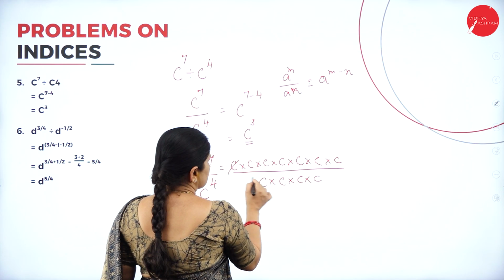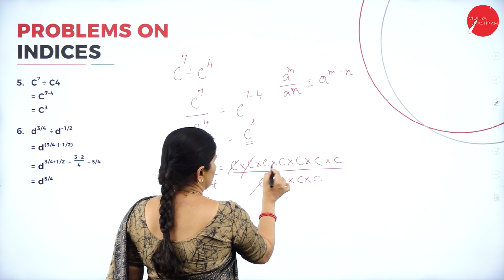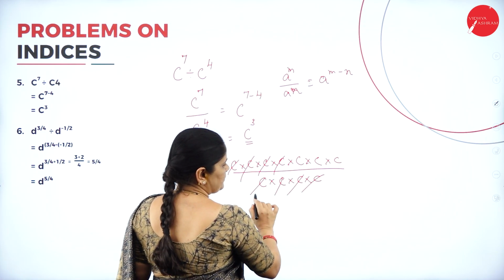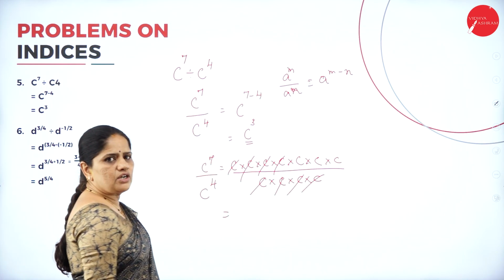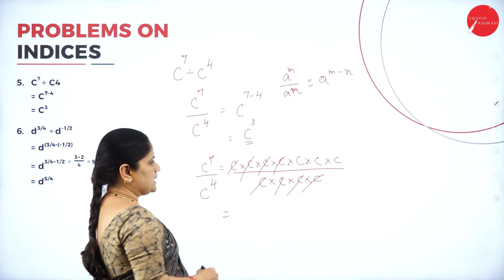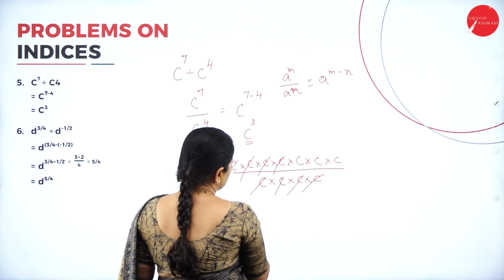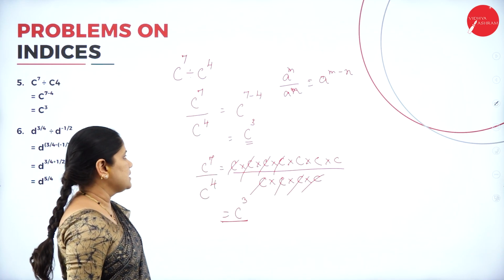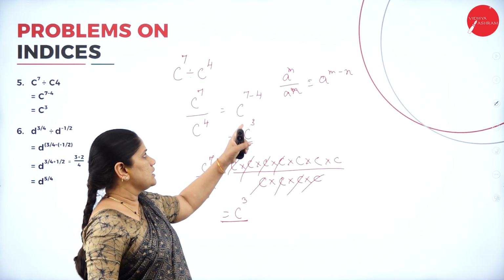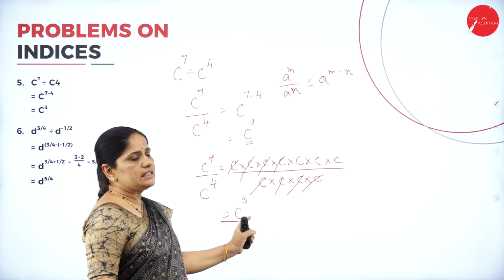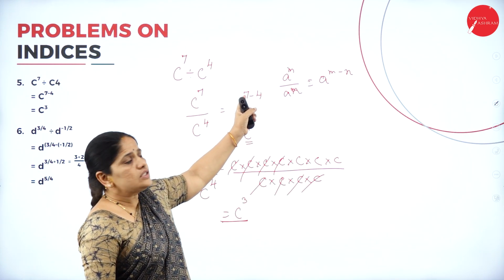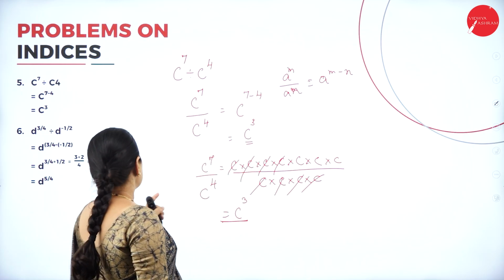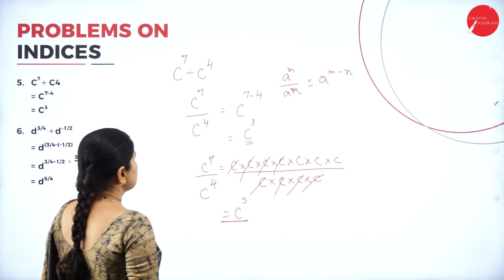So, you can just cut the c's here. 1, 2, 1, 2, 3, 4. So, 4 c's of the numerator and 4 c's of the denominator are common. I'll delete them. So, what is remaining here? 3 c's are remaining. So, c cube is the answer. So, c cube I am getting here also. So, instead of doing all this, I have just done c to the power of 7 minus 4, c to the power 3. So, this is how we have to work out this problem.